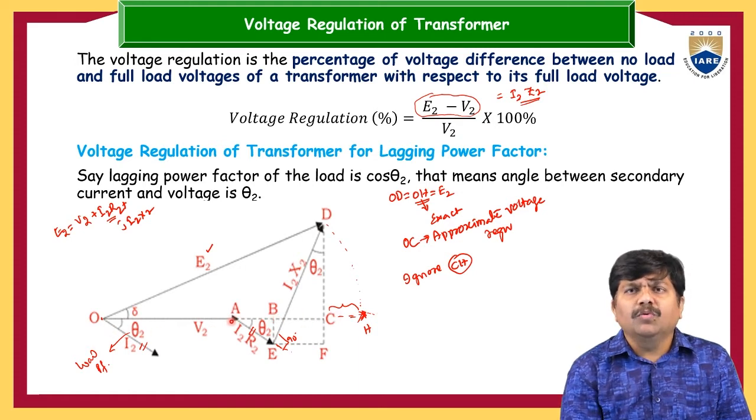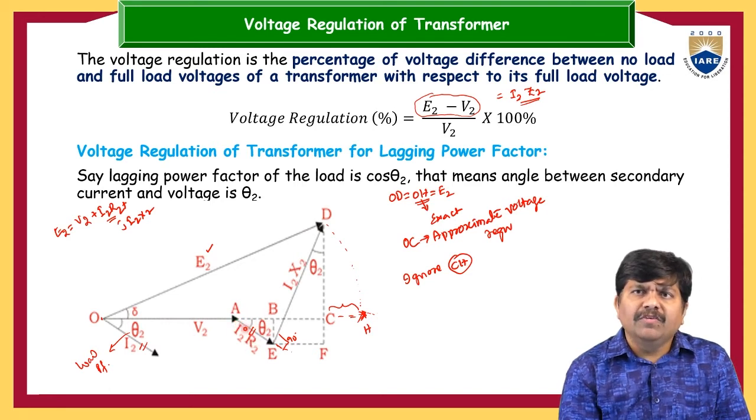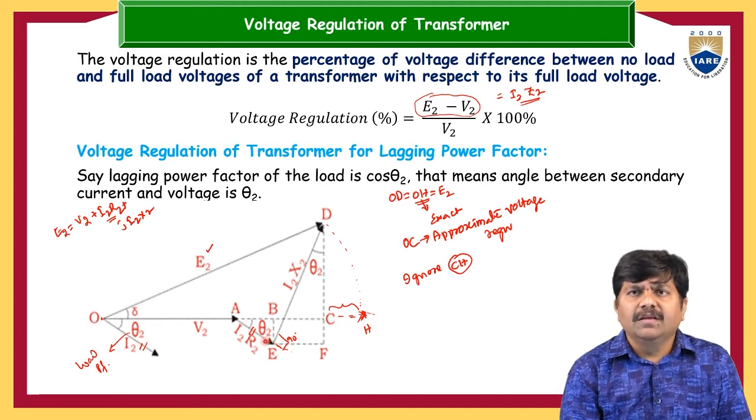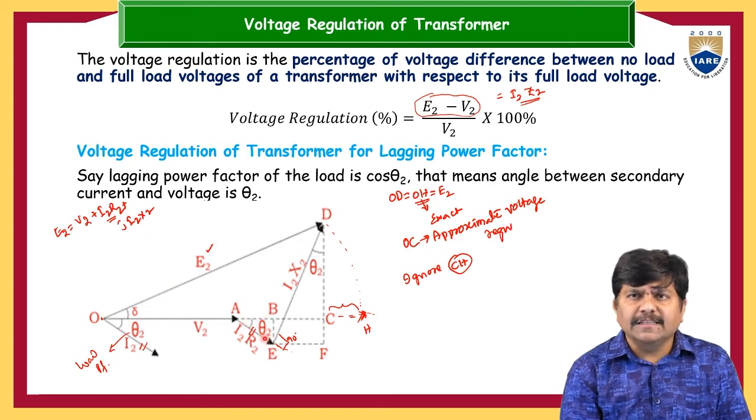O to A anyhow is nothing but the V2 only. But A to B we require. How can we calculate A to B? Now this A to B is nothing but the diagonal, that is I2R2. What is this angle? This AB makes an angle with AA, and that angle and this theta are the same, because this I2 vector and this I2R2 vector are in the same direction. These two are parallel quantities. So the angle AB makes with respect to AA is nothing but theta 2 only, that is the load power factor.